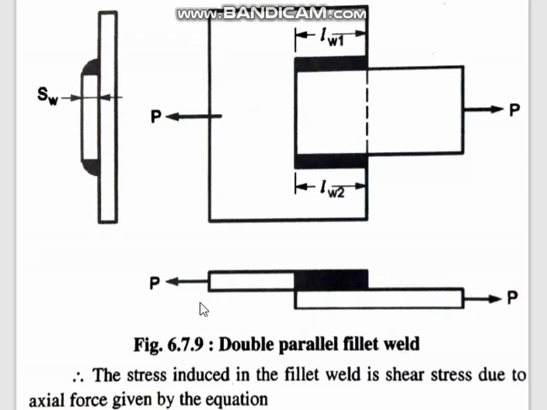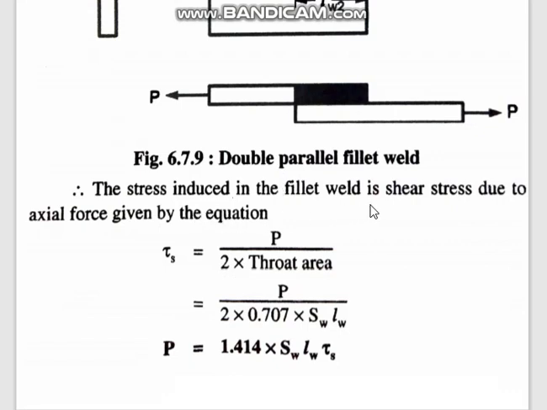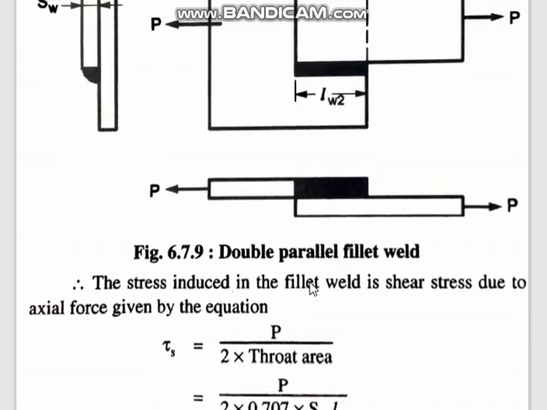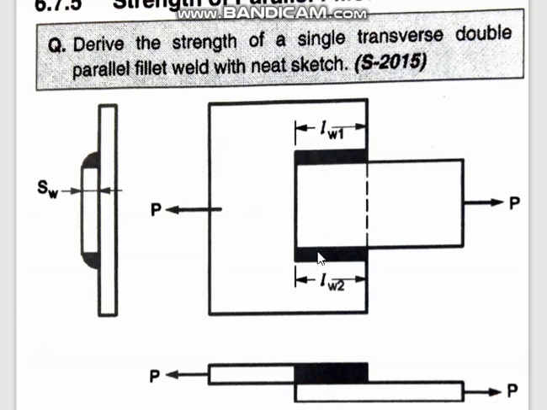See, the load applied is P only. With the load P applied, which type of stresses will be induced? Here it will fail in shear. It will not fail in tension. It will shear, these two. So the stress induced in the fillet weld is a shear stress due to the axial force P. That can be given as tau, the stress, equal to the tensile axial pull P upon two times the throat area. Two times the throat area, why? Because it is there on two sides.